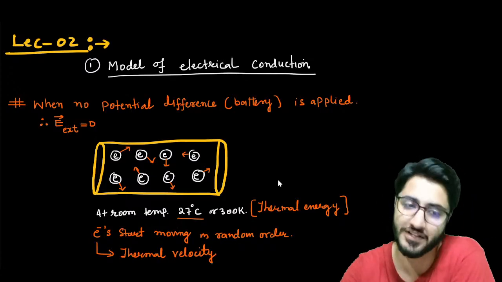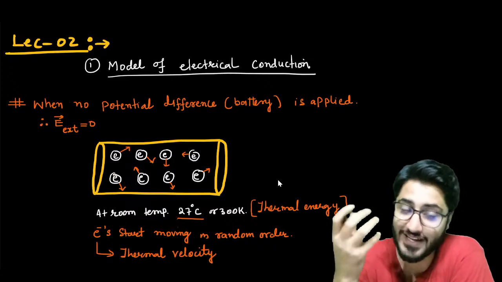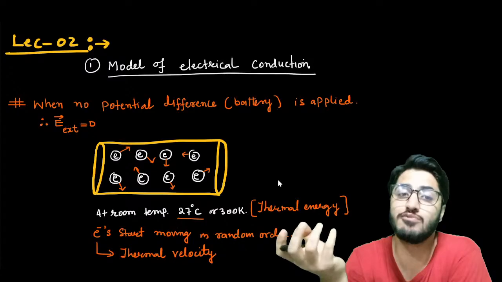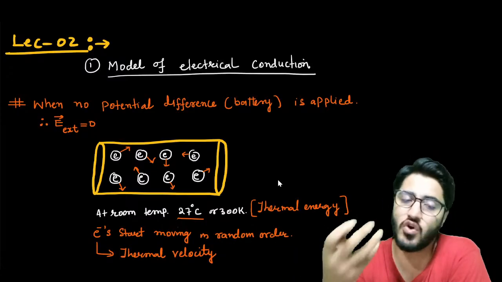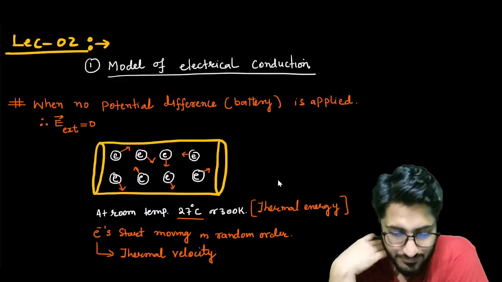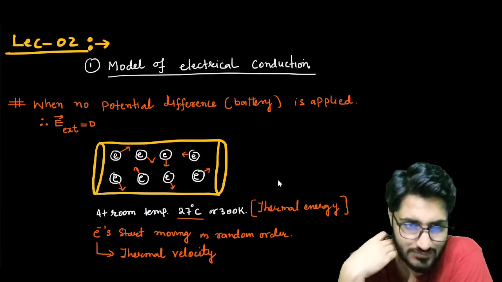Very important thing: due to this temperature, these electrons get some energy, due to which they start moving in a random direction. This velocity is known as thermal velocity or thermal speed. Done?